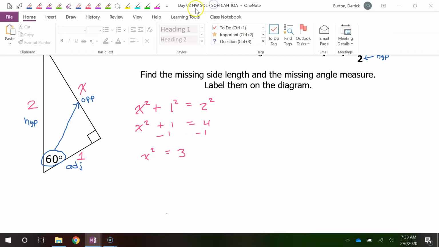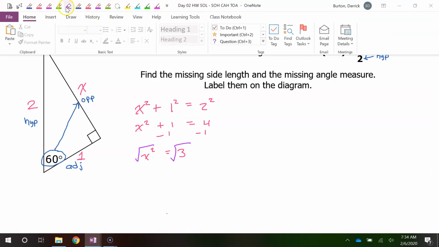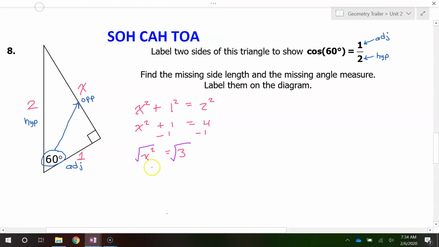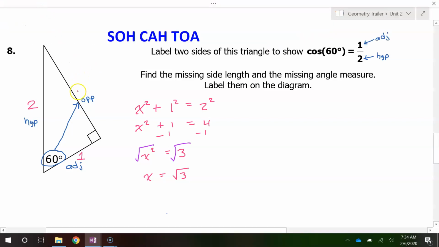Now, if I take the square root of both sides, I can't take the square root of 3 without making it into a decimal. So for now, I'm just going to leave it as the square root of 3. This missing side over here is the square root of 3, or radical 3, so I'm going to replace that with radical 3. Okay, great.